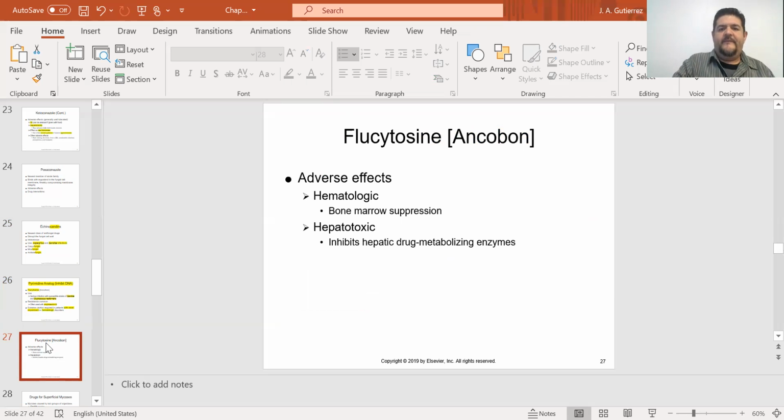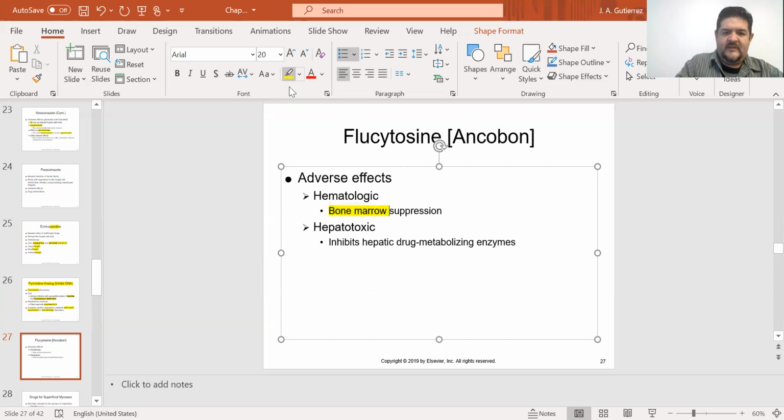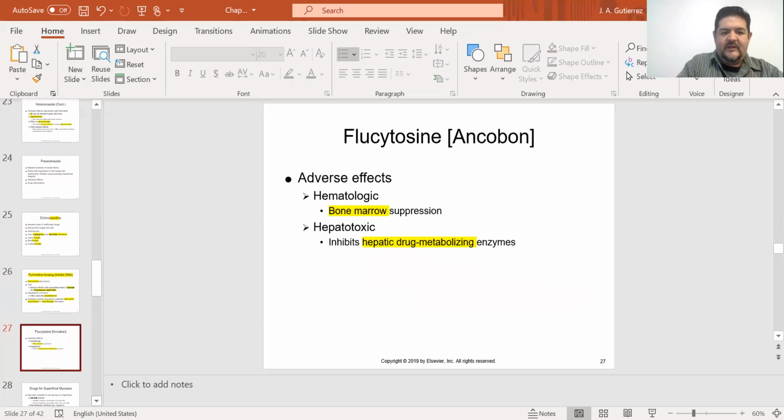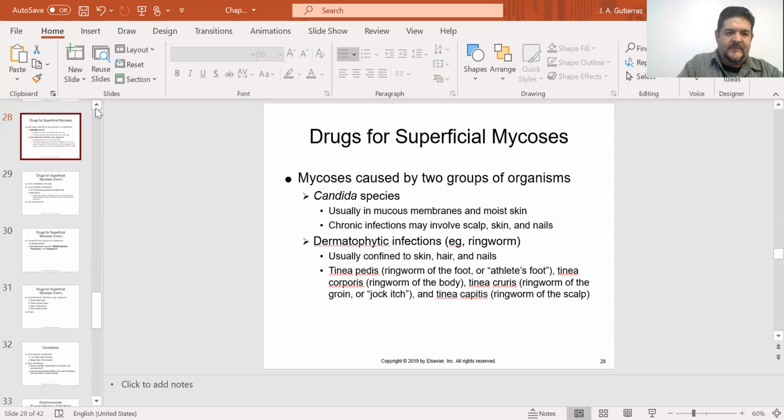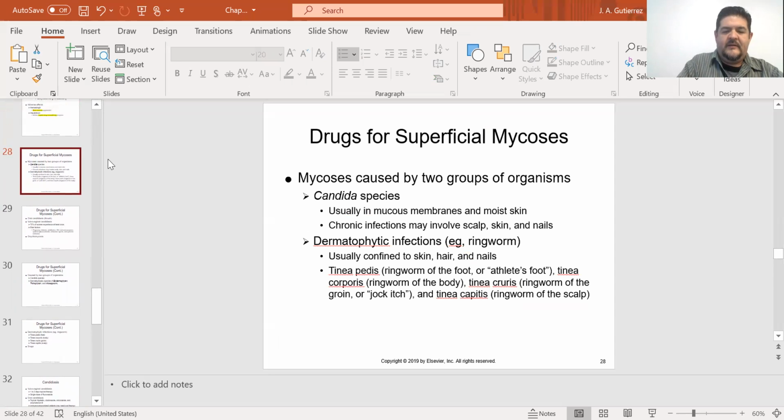And flucytosine by itself is also toxic to the bone marrow and inhibits the liver. So by inhibiting the liver, in this case, same thing as we mentioned before, the liver is going to be unable to deactivate other drugs involved in the treatment of the patient. So there'll be an increase of them, and we'll start seeing adverse effects from the other drugs because of this effect. Okay, so far this is regarding the treatment of systemic infections.